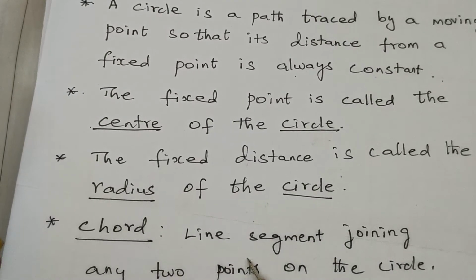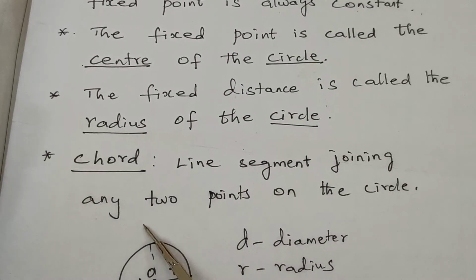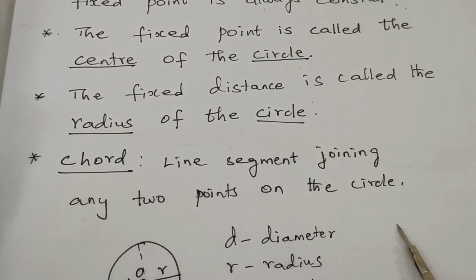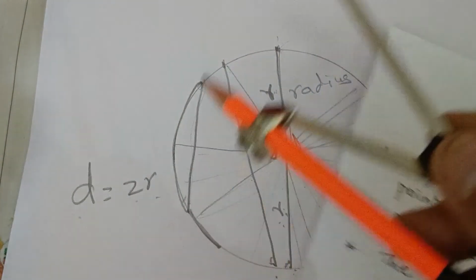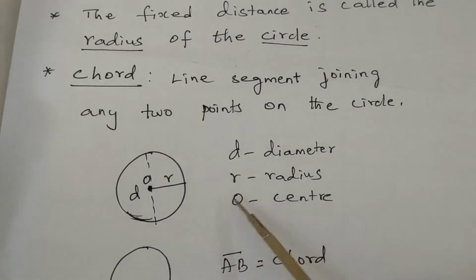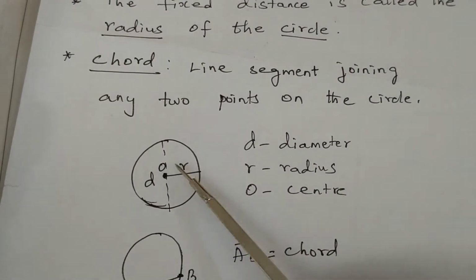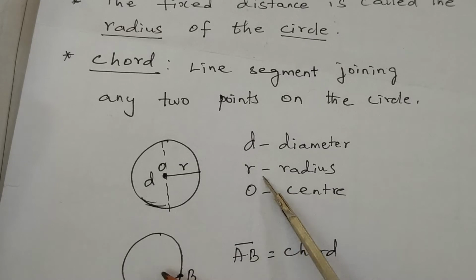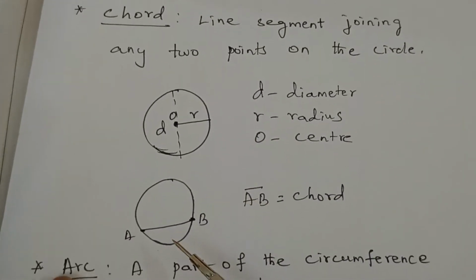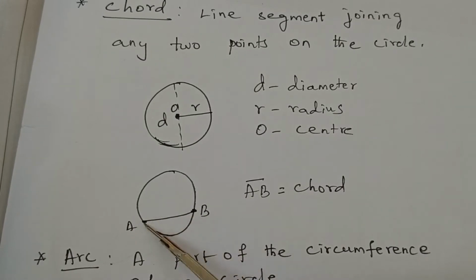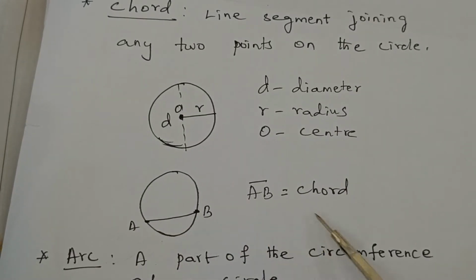A chord is a line segment joining any 2 points on the circle. See, I've drawn the diagram here. It's a circle. Here, O is the center, R is the radius, D is the diameter. Then AB, joining any 2 points on the circle, is called the chord.